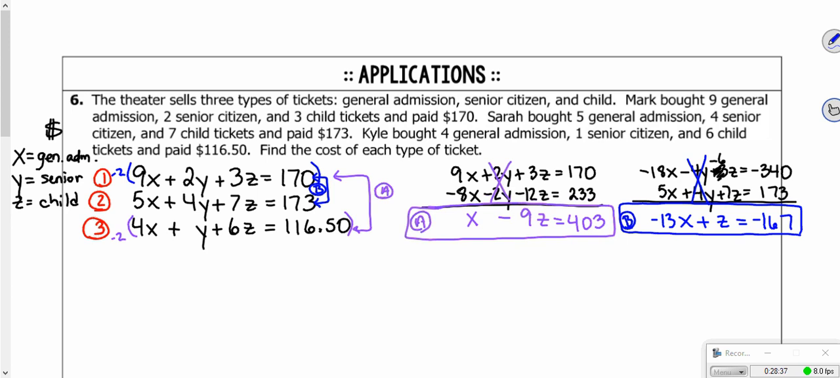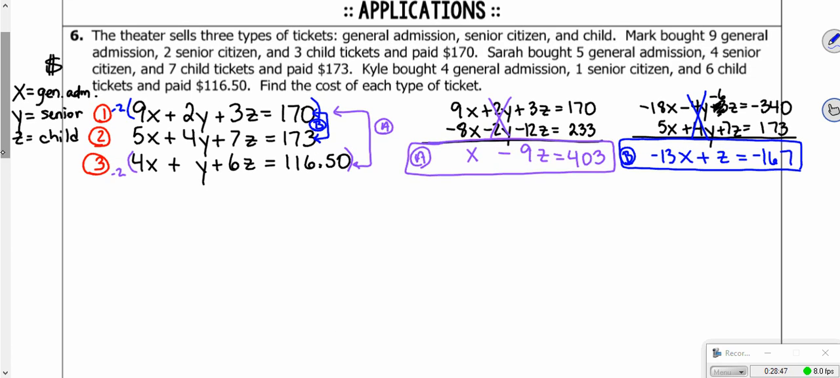Okay, equation B. Now I've got equation A and equation B that I need to combine together. Let me write them on top of each other over here. I need to eliminate more variables. So I have x minus 9z equals 403, and I have -13x plus z equals -167.